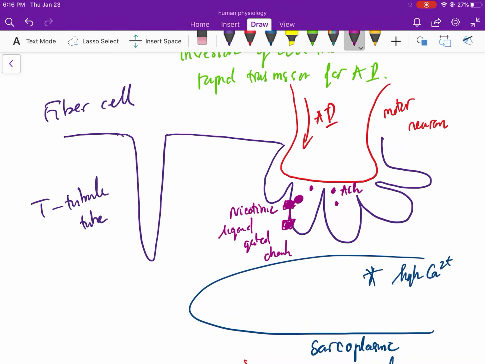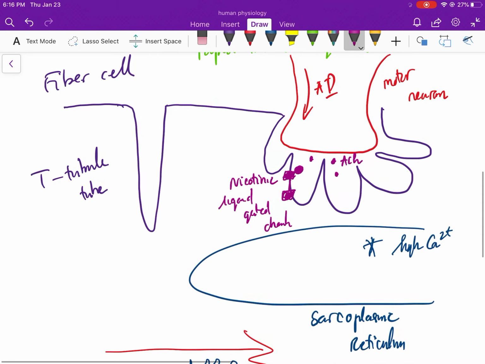One special thing about the nicotinic ligand-gated channel is that it lets both sodium and potassium flow in and out through this gate. As usual, we know that sodium has a high concentration outside of the cells, so it will flow into the fiber cell.